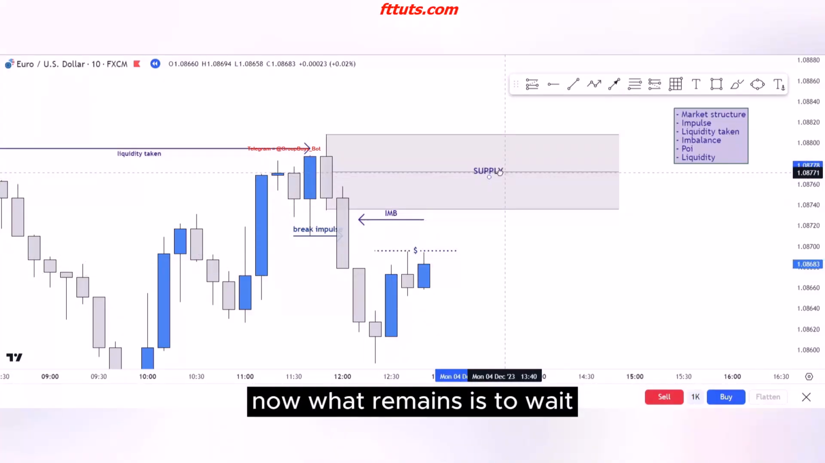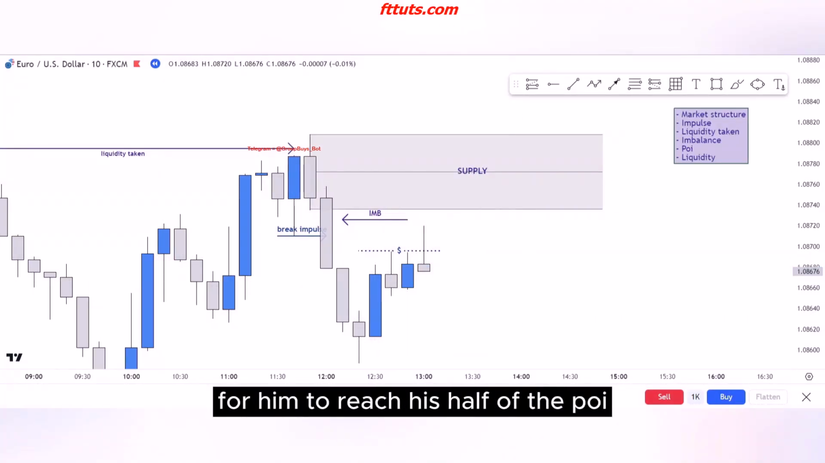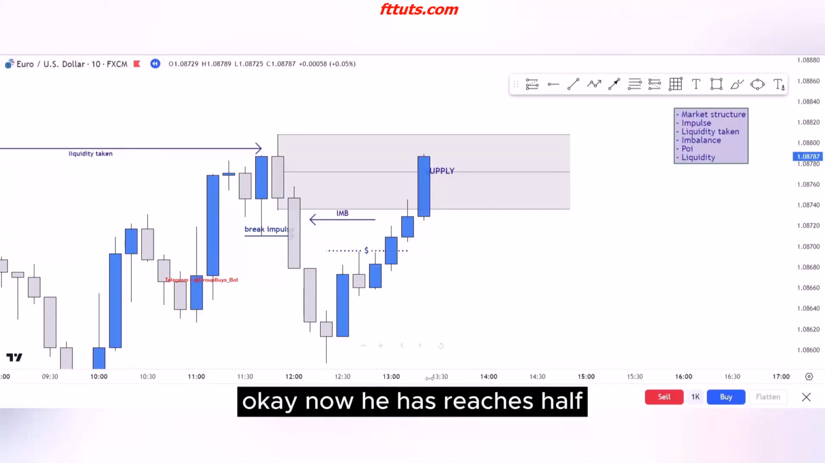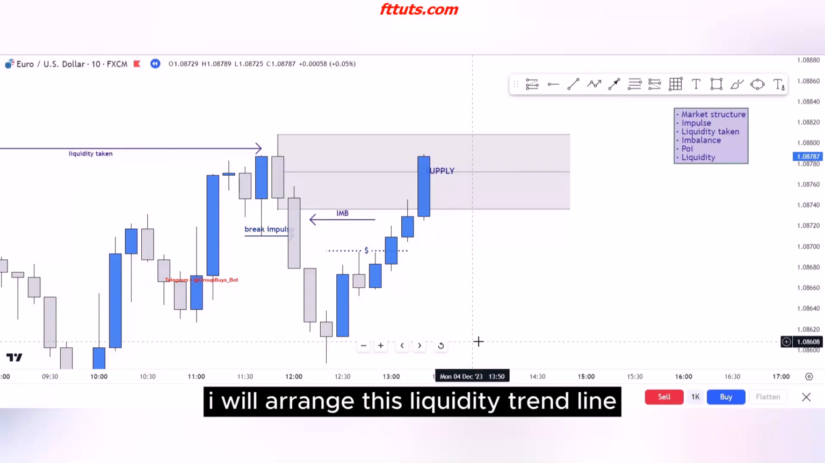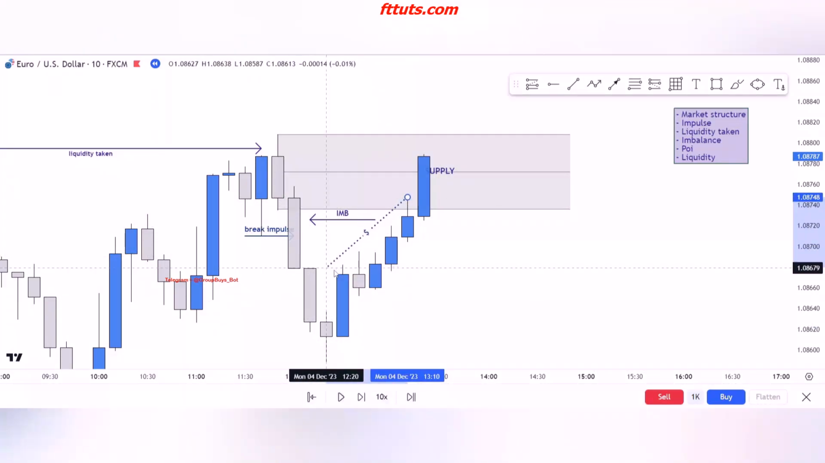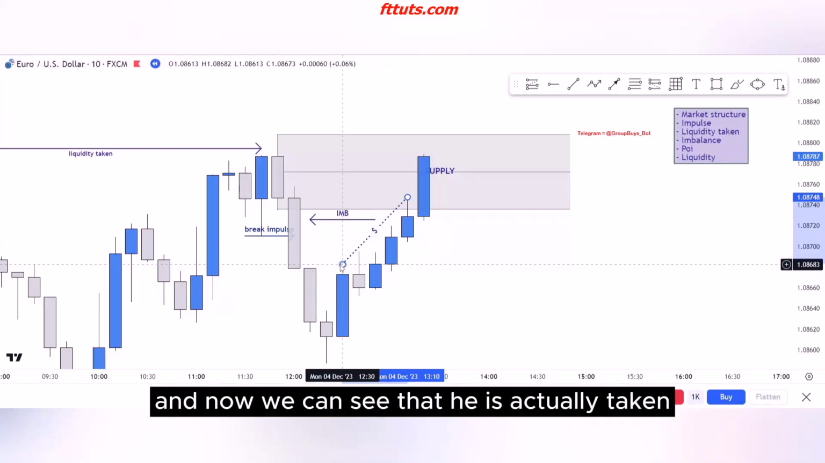Now what remains is to wait for it to reach the half of the POI. So let's wait. Okay, now it has reached the half. I will arrange this liquidity trend line that was created for us during the trade. And now we can see that it has actually been taken.